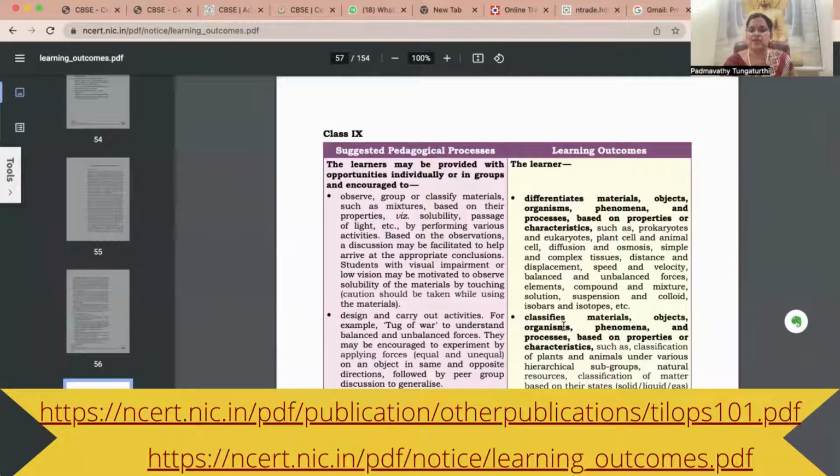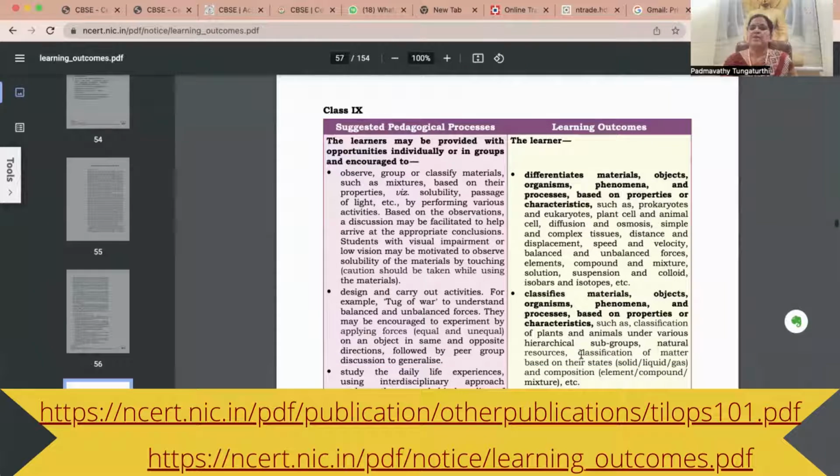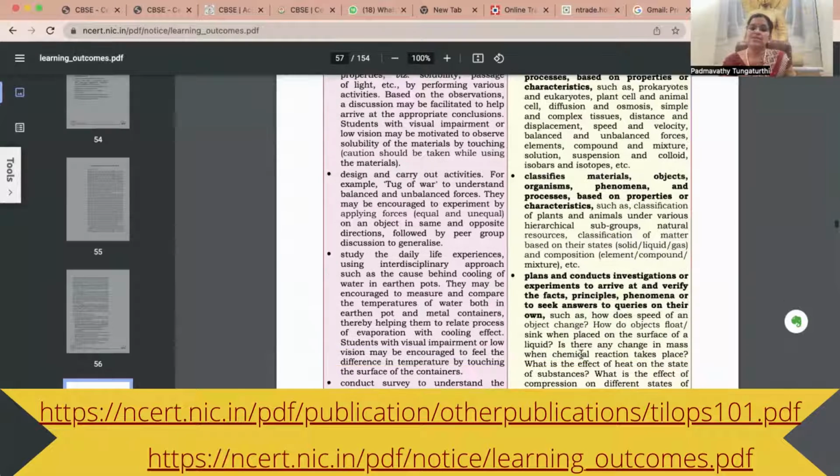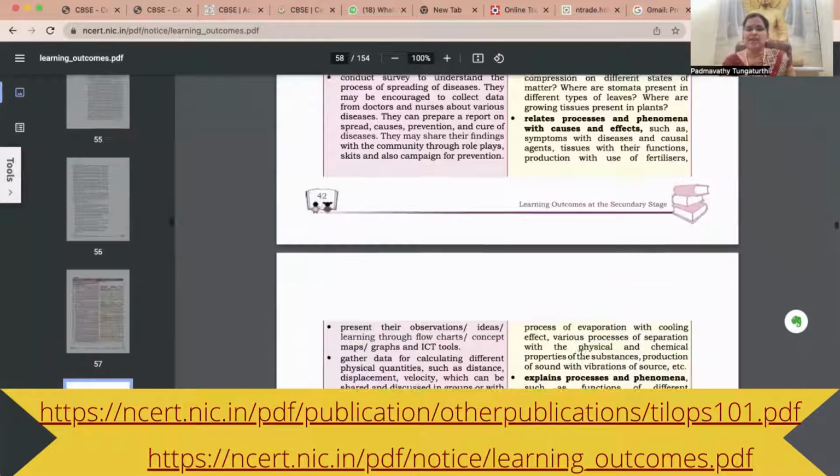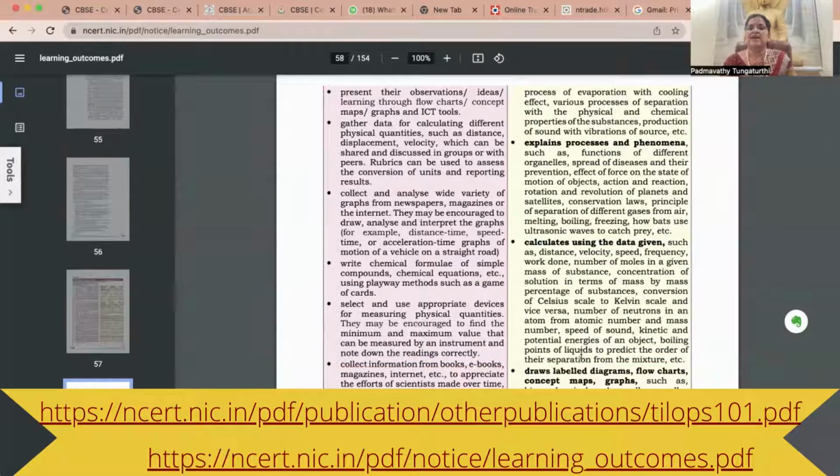Check anything. For example, classifies is a verb, wherein you have what we are going to do on material. You're going to classify the phenomena and processes based on the properties or characteristics. The statement has the verb, the what we are going to do, and how we are going to do it. That's very important.